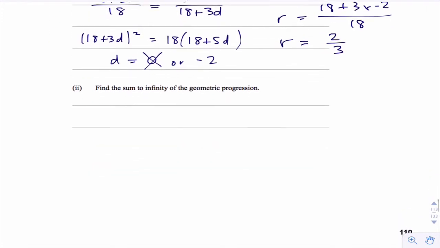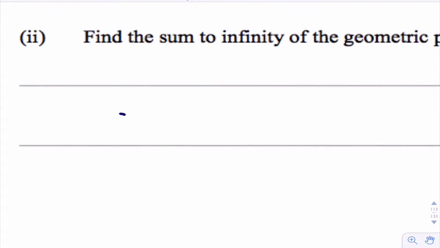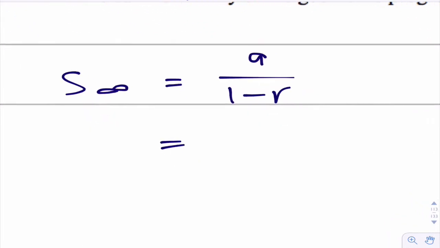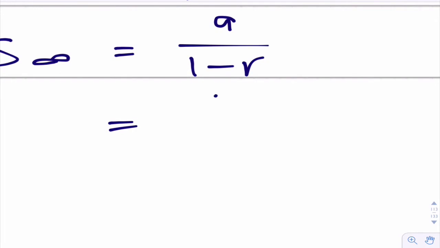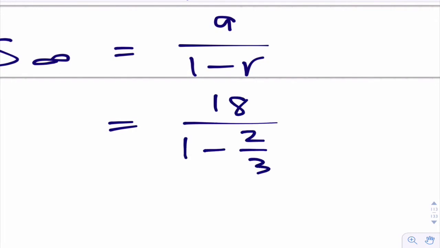It's now a simple thing to find the sum to infinity, knowing the formula. Sum to infinity of this geometric sequence. So the first term in our geometric sequence was 18. And r, we've just shown, or we're even told, was 2/3. So 18 divided by 1/3 is the same as 18 times 3, which is 54.